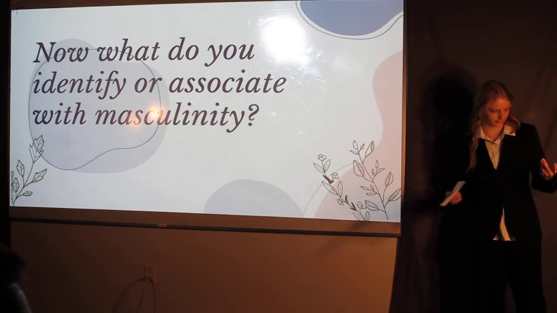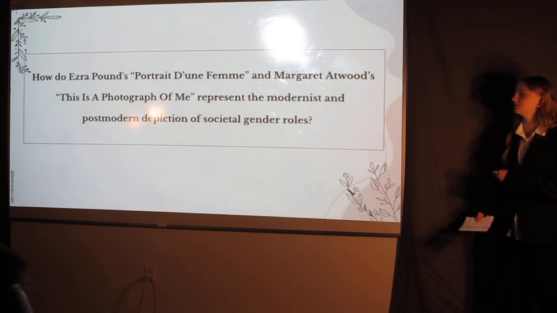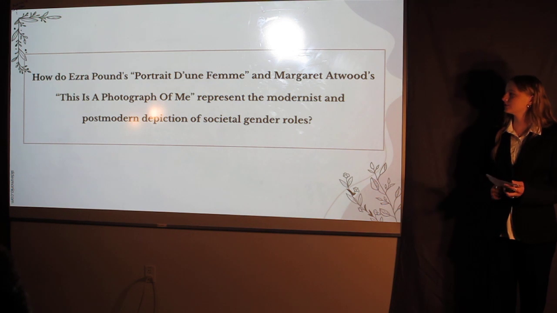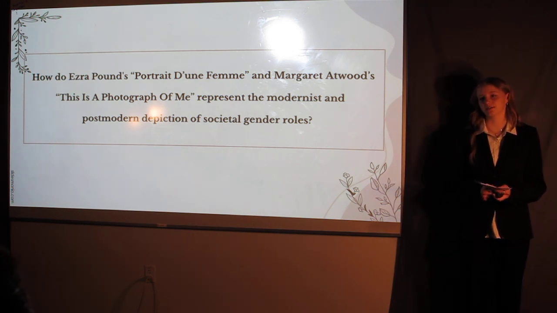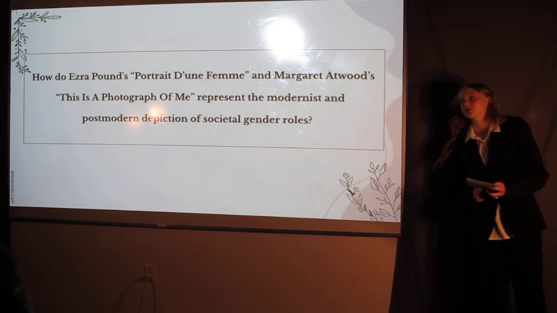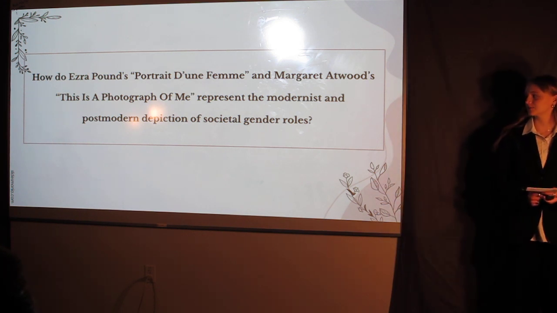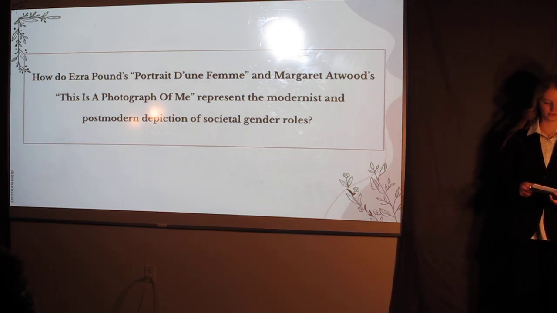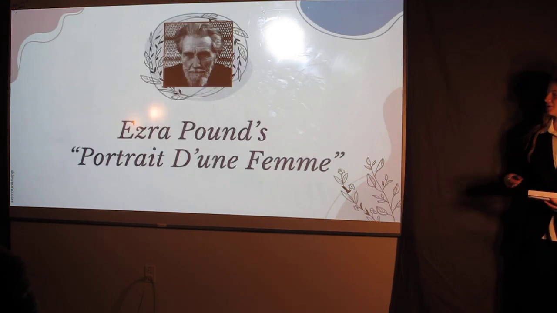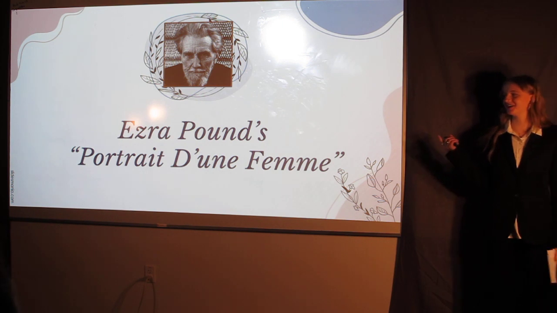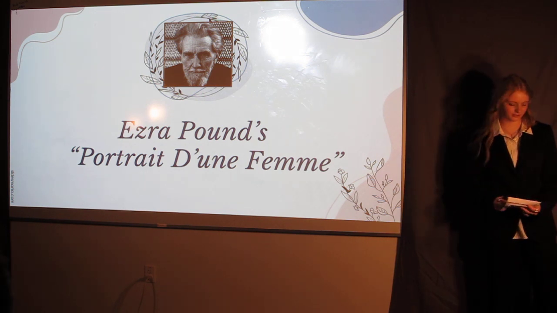So this leads me into my research question, which is how Ezra Pound's portrait D'une Femme and Margaret Atwood's This is a Photograph of Me represent the modernist and postmodern depiction of societal gender roles. Kind of a mouthful. So to go in chronological order here, I'll do Ezra Pound's portrait D'une Femme first.